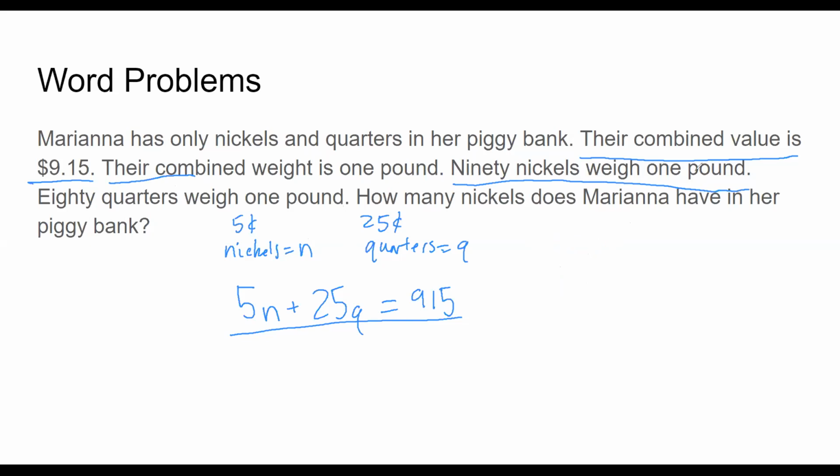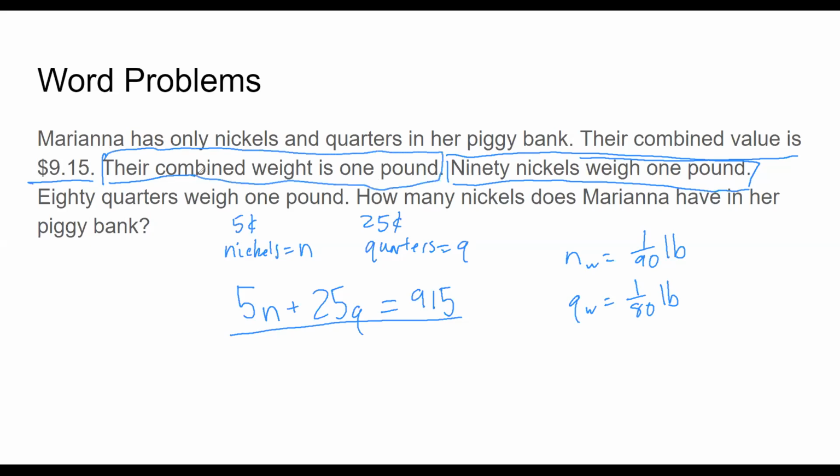If 90 nickels weigh 1 pound, how many pounds does 1 nickel weigh? That's my question. If 90 nickels weigh 1 pound, how much does 1 nickel weigh? 1 divided by 90. Yeah. So the weight of 1 nickel, I'll put W there for weight, is 1/90 pounds. And similarly, if 80 quarters weigh 1 pound, the weight of every quarter is 1/80th of a pound. And now we know their combined weight is 1 pound.